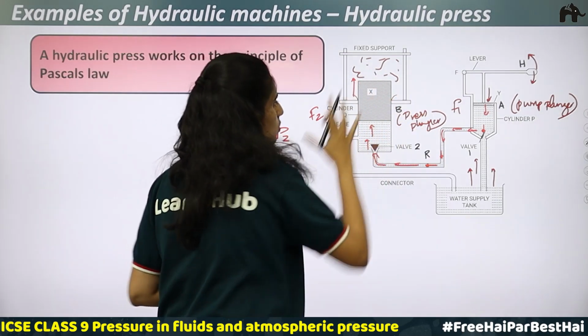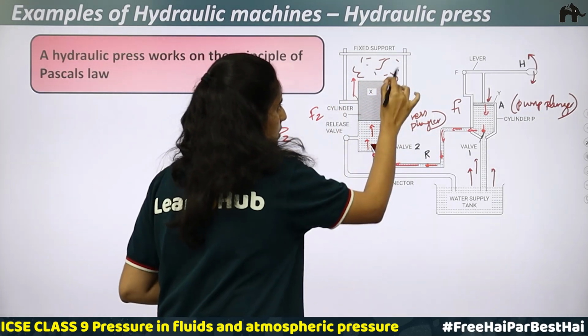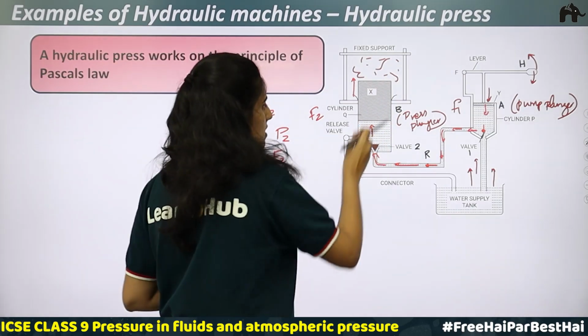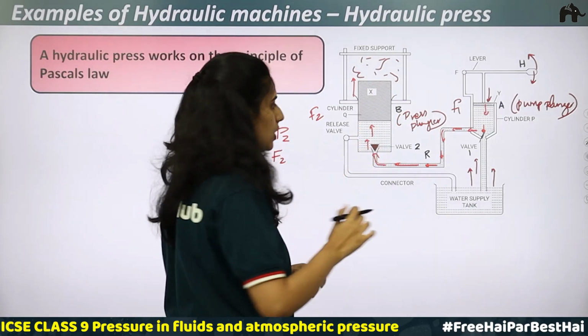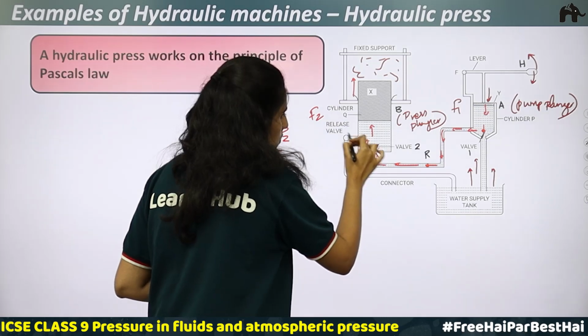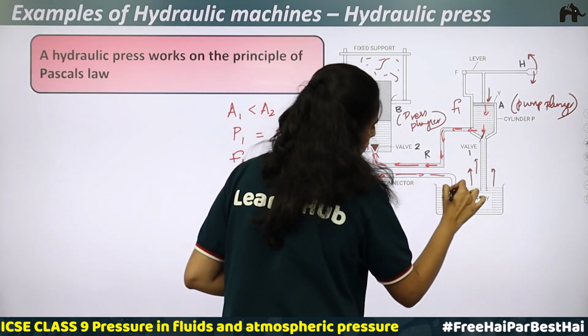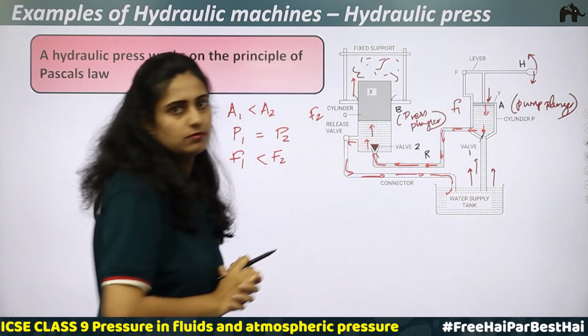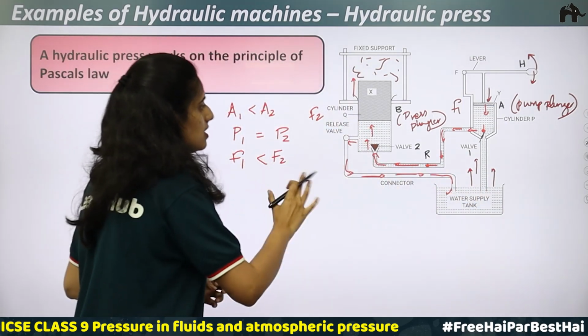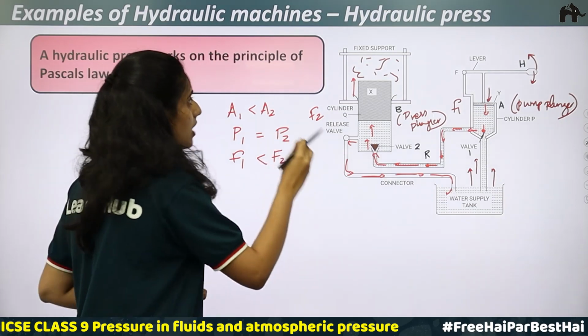After the working, when the piston is released, the valve will open. Through this releasing valve, the water will go to the water supply tank. So this is the working of a hydraulic press.